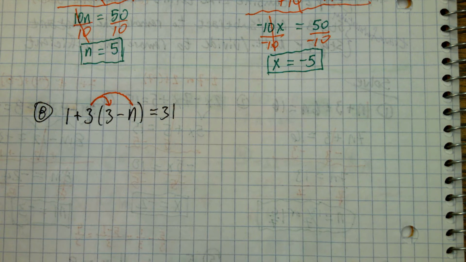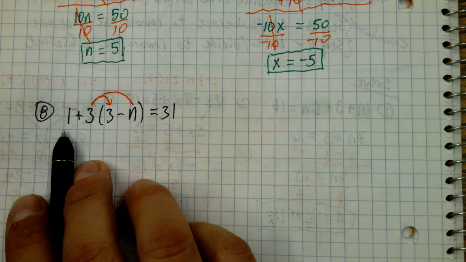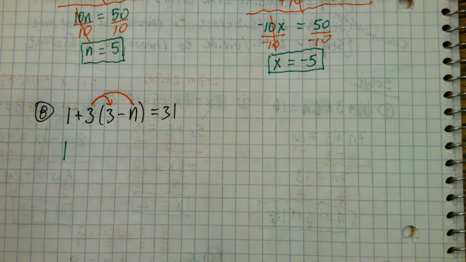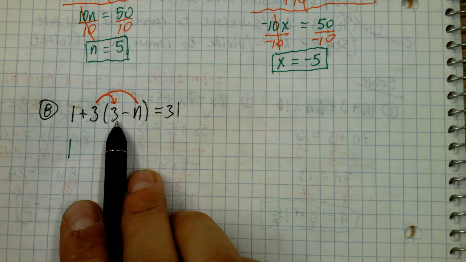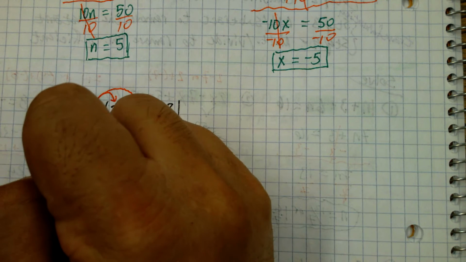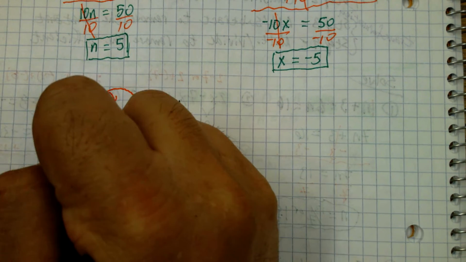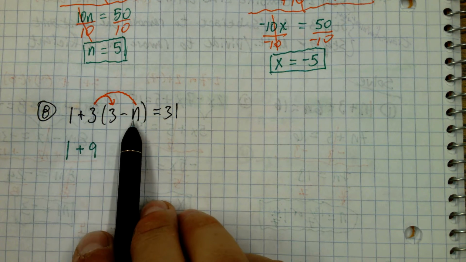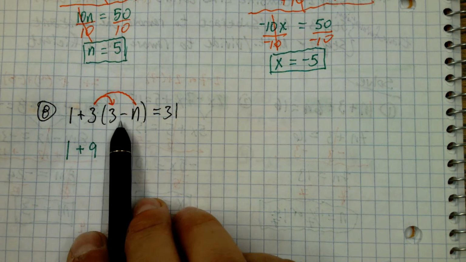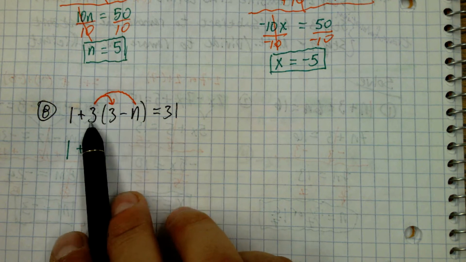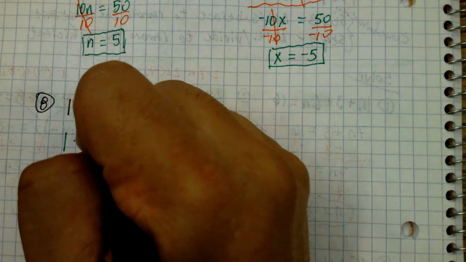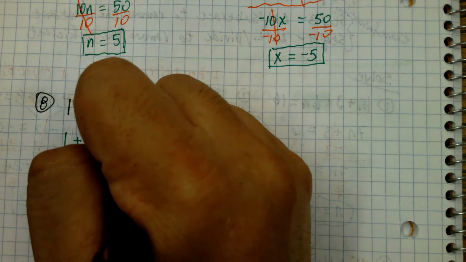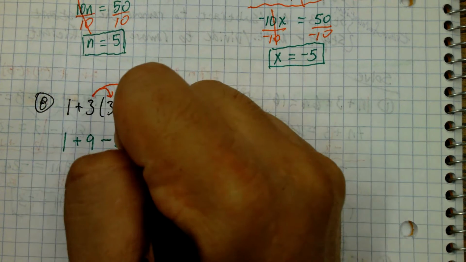Okay, let's do it. I'm not going to do anything with 1 right now. 1 I'm not touching. All I'm doing is multiplying this. So just bring this 1 down. And let's distribute. I'm going to multiply 3 with 3. And it's positive. So it's plus 3 times 3 is 9. Then I'm going to distribute 3 to minus n. Think of it as a positive times a negative. Okay? So a positive times a negative is a negative, right? So this is going to be minus 3n equals 31.